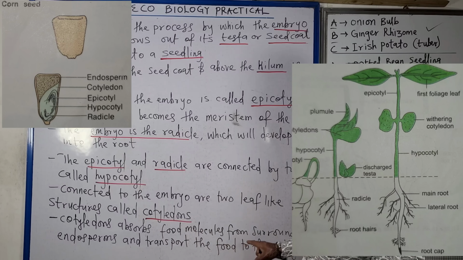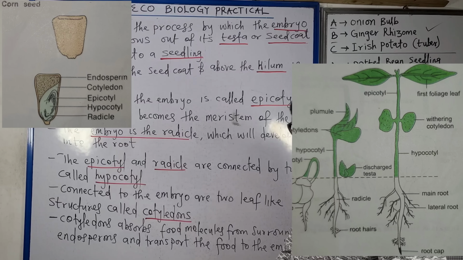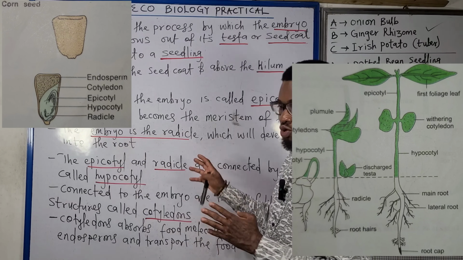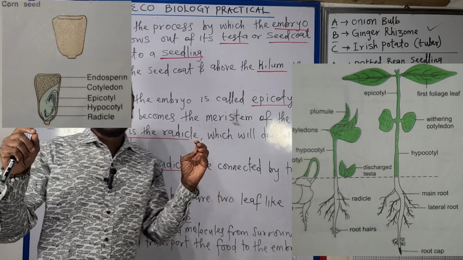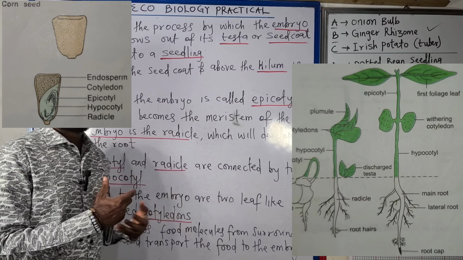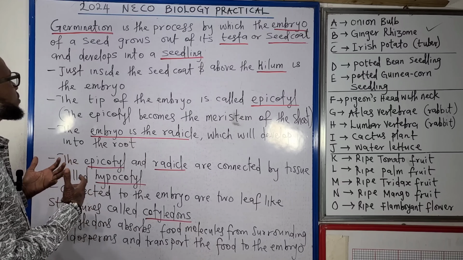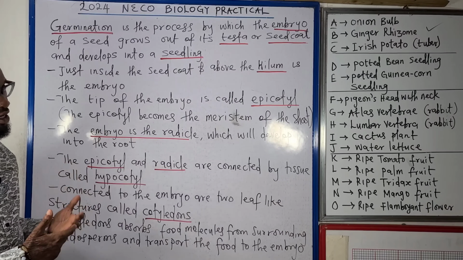Your cotyledons absorb food molecules from the surrounding endosperm, as you can see in the labeling, and transport the food to the embryo, where you have the epicotyle. So the cotyledon is what is going to absorb food from the endosperm and transport it to the epicotyle, hypocotyle and radicle, which all together form the embryo. That's just something basic we need to note, so that as we continue to discuss, you can follow along very well.